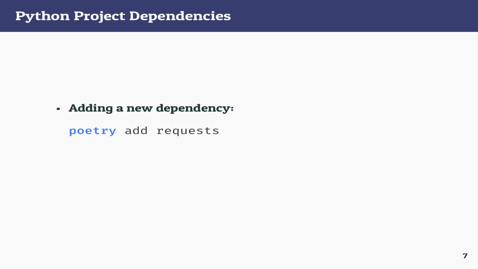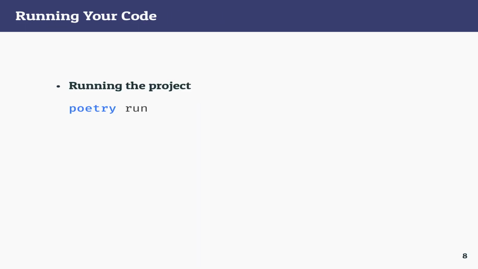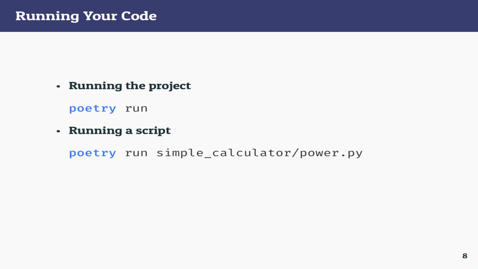Note that for dependencies, we do not use requirements.txt. To add a new dependency, type poetry add and then the name of the dependency. This will add the name of the dependency to the project metadata. To install the dependencies of the project in an isolated virtual environment, you need to run poetry install. You can run your project with poetry run. You can run a specific script with poetry run and then the name of the script. You can also run the tests with poetry run pytest.